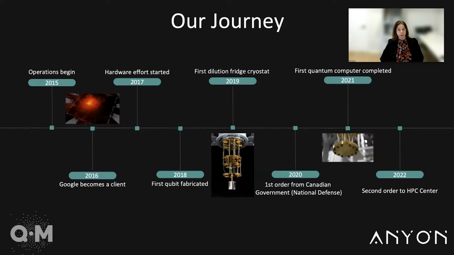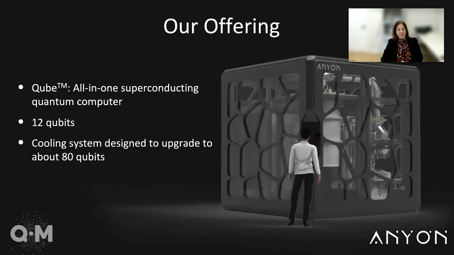In 2020, we booked our first order from the Canadian government for a quantum computer, which was completed and delivered at end of 2021. And we recently announced a second order to a high-performance computing center in Canada, and we expect to deliver that machine in the first half of 2023. This is an image of what we call the Cube, which is the machine that will be delivered to the high-performance computing center. It's a standalone unit with 12 qubits. The cooling system inside is designed to allow for an upgrade to about 80 qubits with minimal changes to the quantum computer.